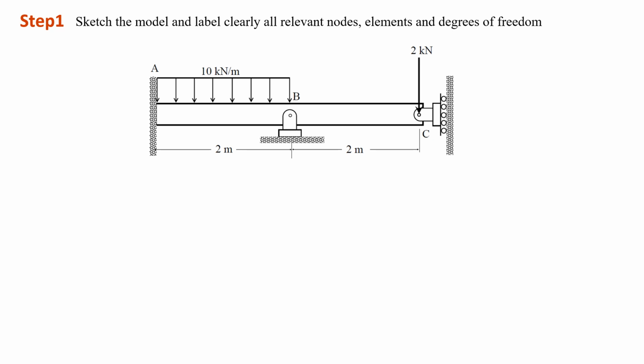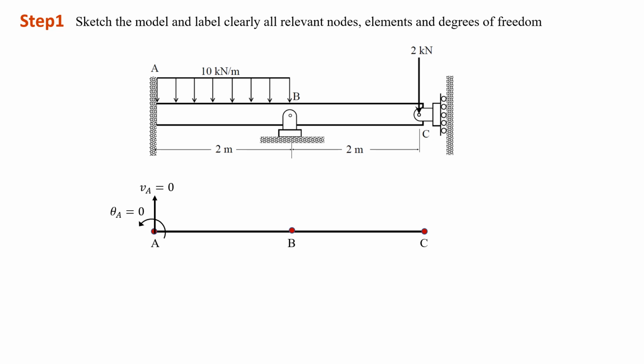The first step that we have to do is to sketch the model or draw the free body diagram and determine the degree of freedom at each point. So in this case, we have points A, B, and C. We have to draw the layout of the beam ABC. Then we determine the degree of freedom for each of the nodes.